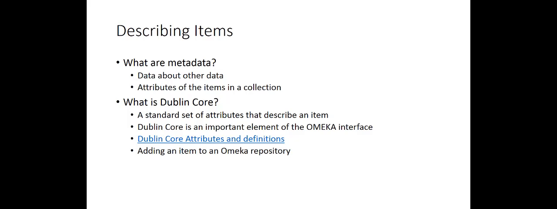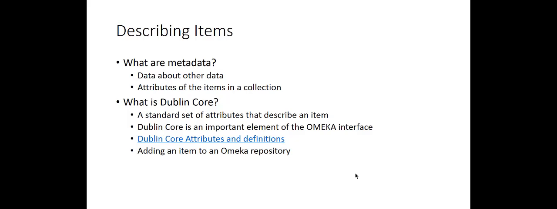In order to bring some rationality to these kinds of descriptions, some folks got together a few years ago and created something called Dublin Core. Dublin Core is a standard set of attributes that describe an item. The standardization then allows you to go from collection to collection and have a common understanding about the descriptions that have been created within different repositories.